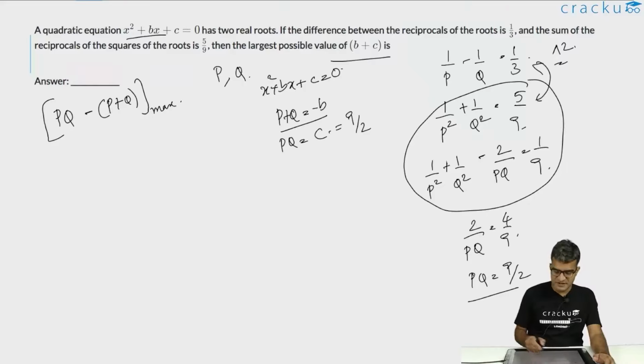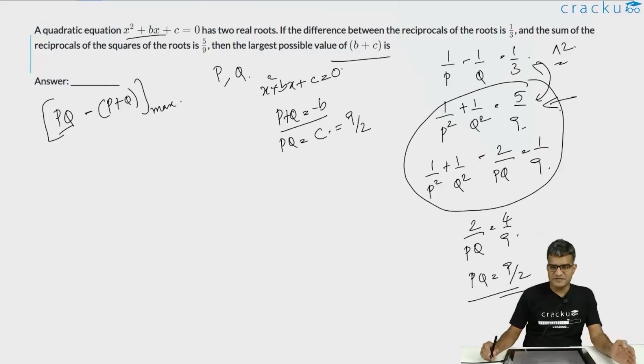Because p plus q is equal to minus b, b plus c is minus of the sum of the roots plus the product of the roots, that is pq minus (p plus q). We know pq, that is 9 by 2. So if we can get a bound on the value of p plus q, the question can be answered. Looking at this equation, we have 1 by p square plus 1 by q square. So let us try to find the value of p square plus q square, to which we'll add 2pq. So we'll get p plus q whole square and we'll get a bound on p plus q.